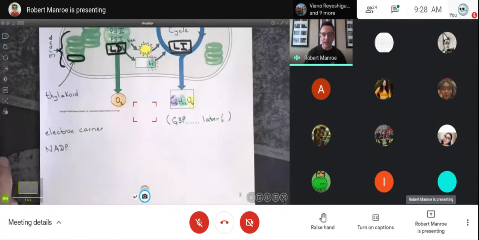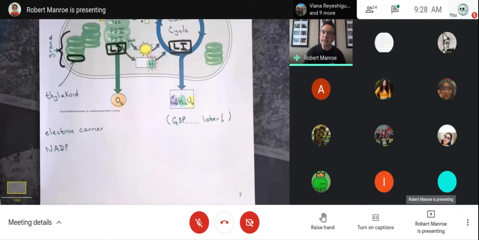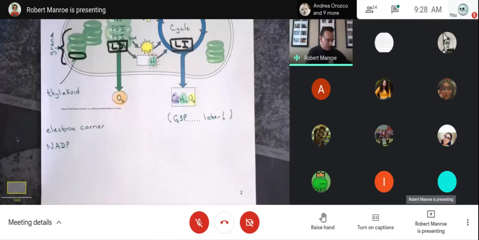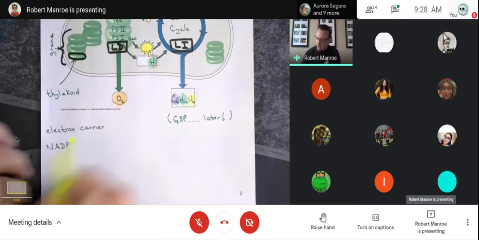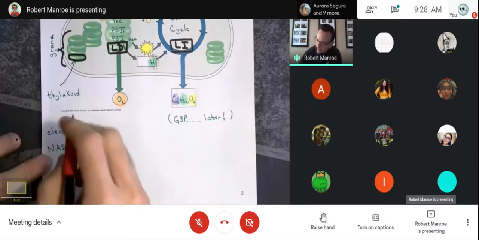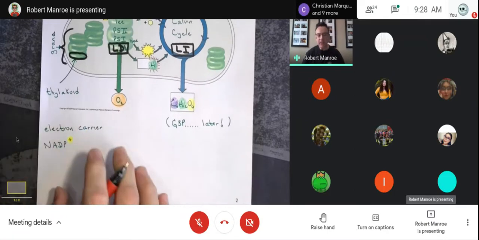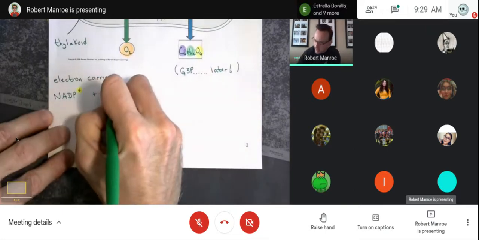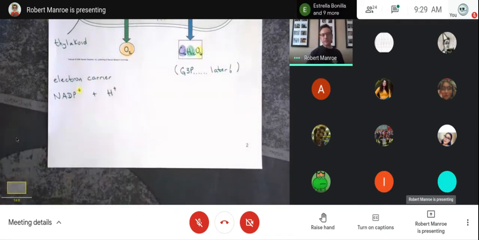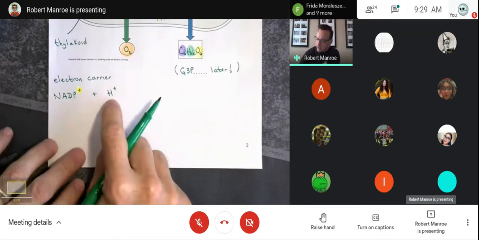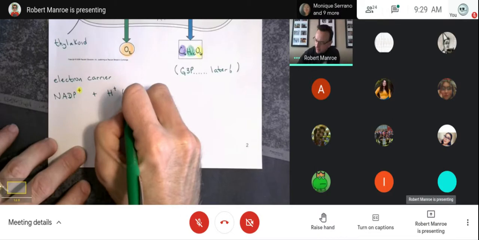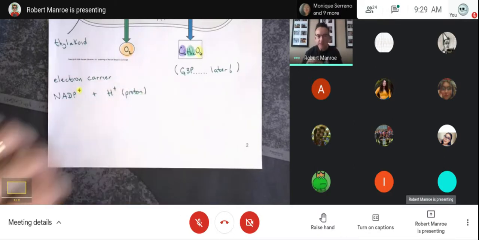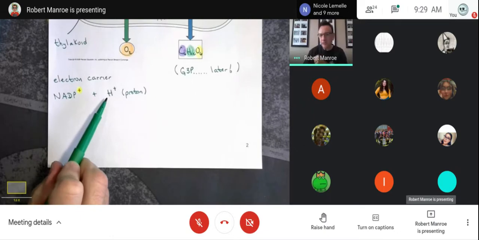What does NADP do? NADP is an electron carrier. Well, what does that mean? It means it carries electrons. Except the charge, there's my highlighter. The charge on NADP is positive. So there's an electron carrier called NADP, and what NADP does is hang out with a proton. Are you comfortable with this notation? Are you comfortable that that is a proton? Have you seen this notation before?